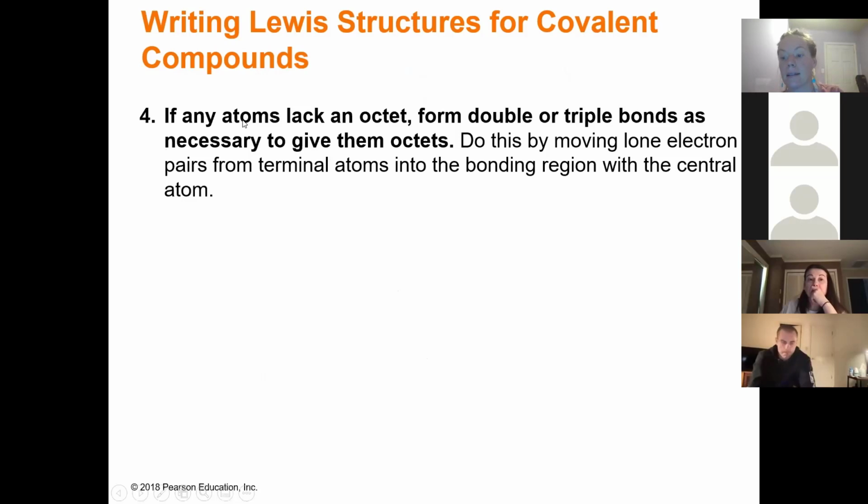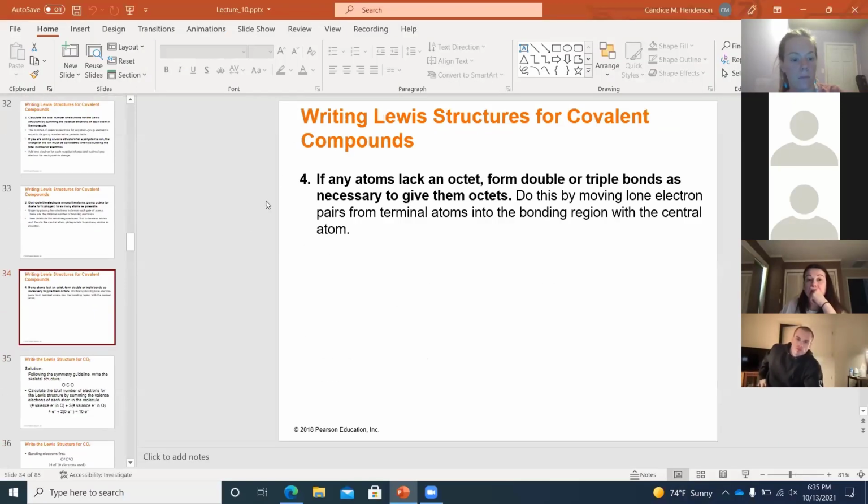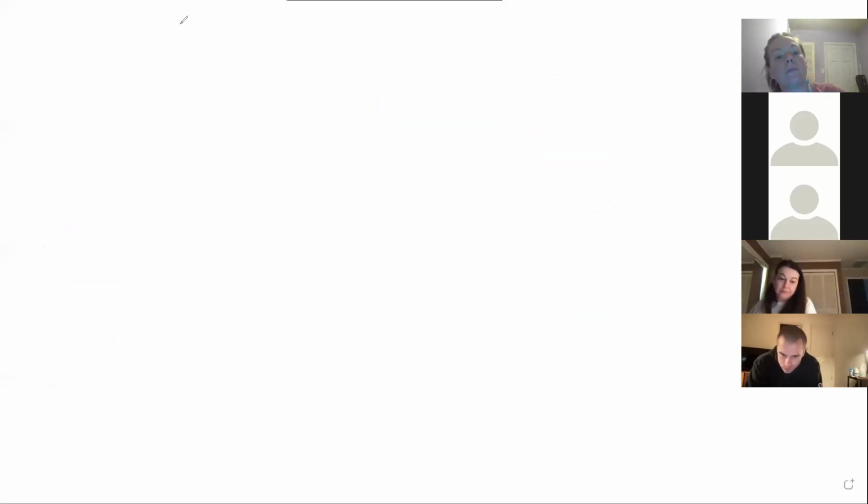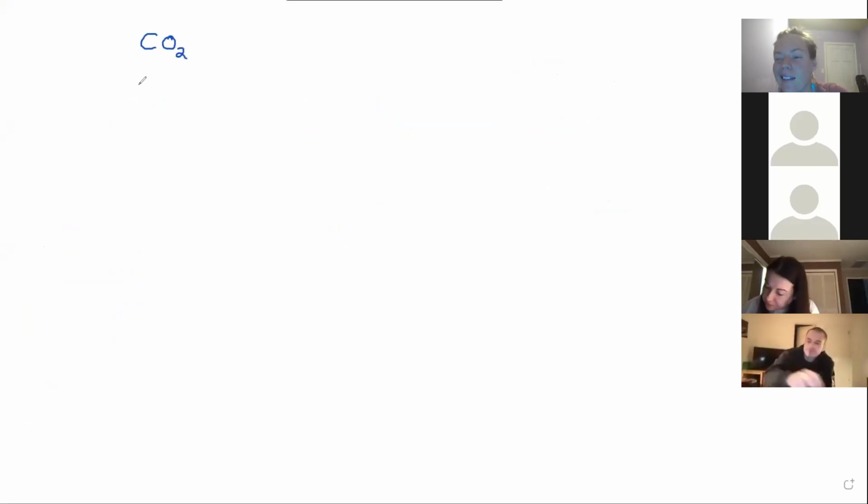If any atom lacks an octet, form a double or a triple bond as necessary. I will show you guys this in a minute. So we'll do CO2. Okay, CO2. I tend to calculate my valence electrons before I make the skeletal structure. It doesn't really matter. You can do the skeletal structure or calculate them.